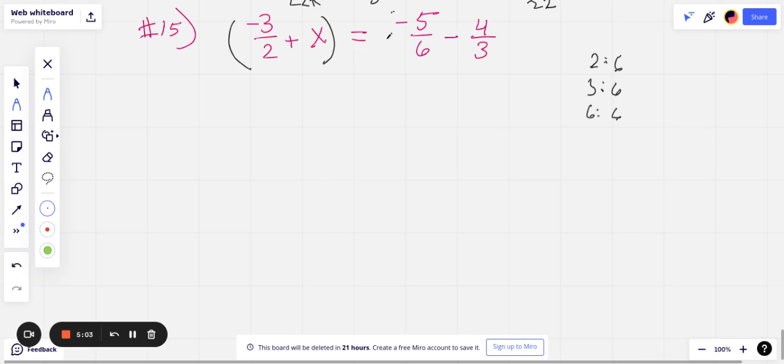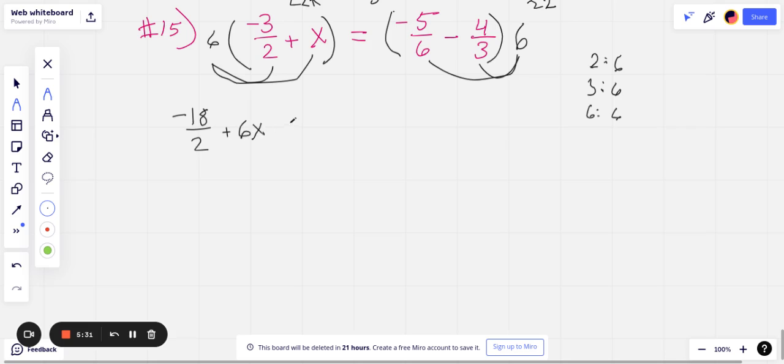We're going to multiply both sides of this equation by 6 because of that reason. And when I do that, I need to distribute that 6 to both terms. Okay, just like that. So then 6 times negative 3 is negative 18. The denominator stays the same. Plus 6x equals 6 times negative 5 is negative 30 over 6 minus 6 times 4 is 24 over 3. Okay, my pen is working a little bit better now.